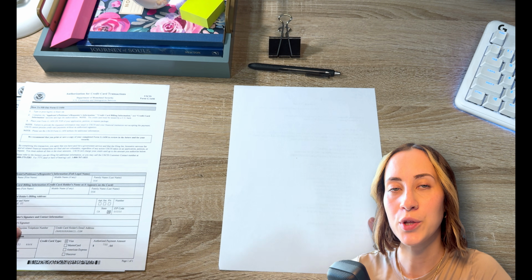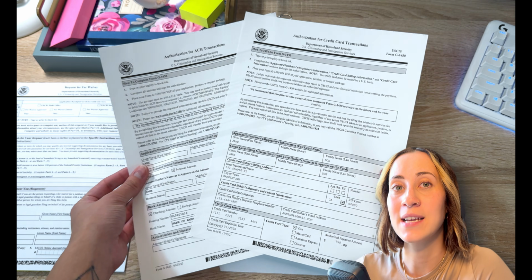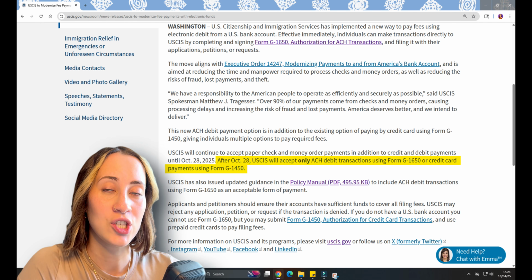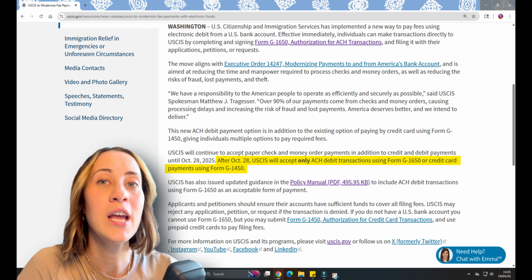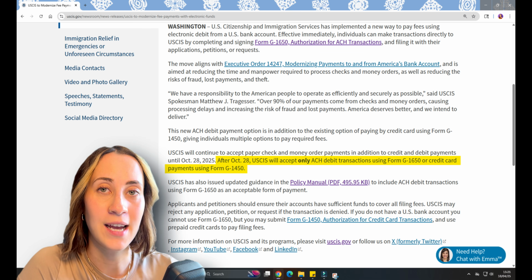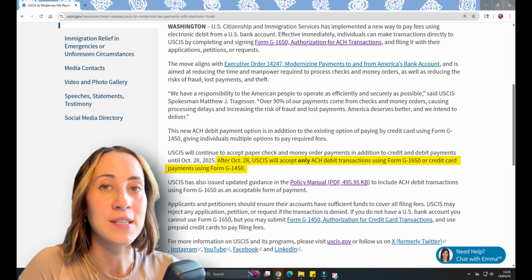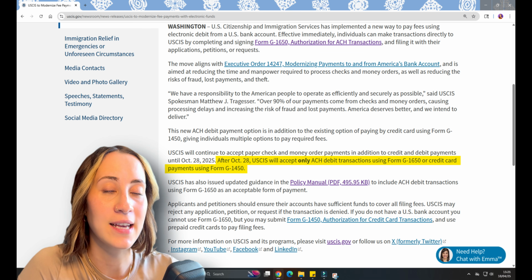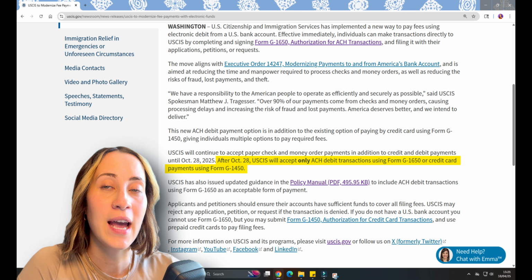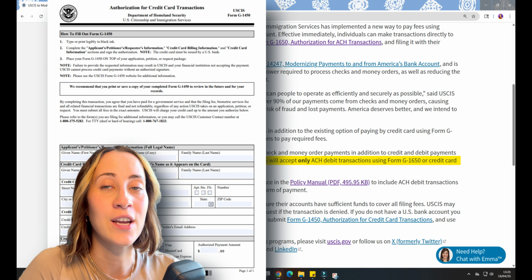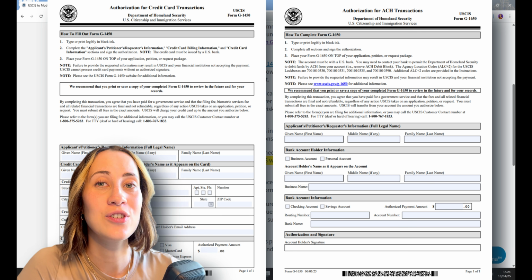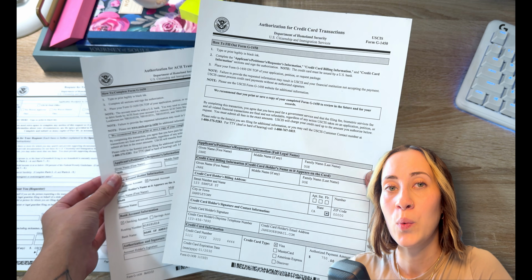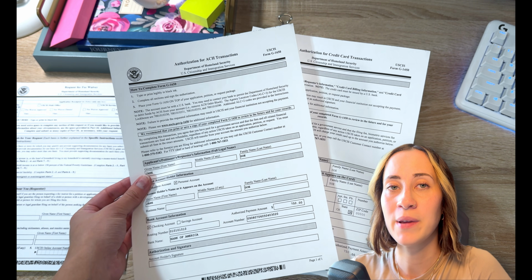Next, you will need to include the payment methods for this application. That is one of the biggest changes that occurred in 2025, is that beginning end of October of this year, USCIS will no longer accept paper checks, money orders, and cashier's checks to pay for your USCIS applications. You will now only have two payment options available to you: G1450, which is a credit card authorization form, and G1650, which is an ACH transaction form. You must stick with one of these two payment options to pay for your application.